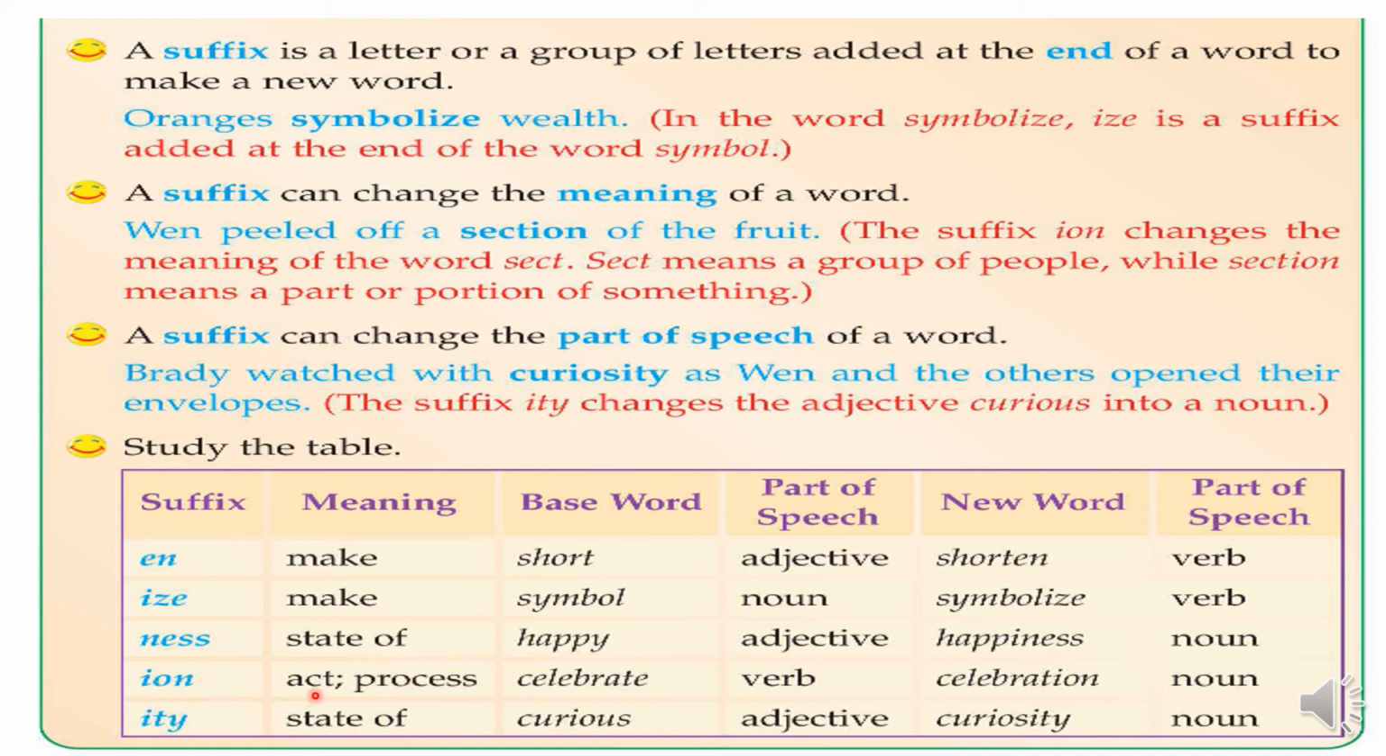The suffix ion means an act or process. In the word celebrate, which is a verb, if we add ion at the end of the word celebrate, it gives us a new word, which is celebration, and it is a noun.